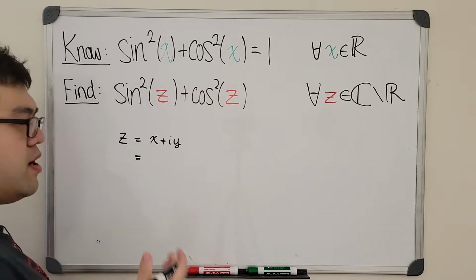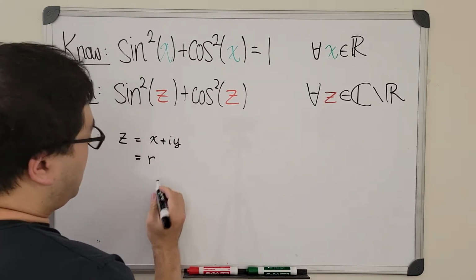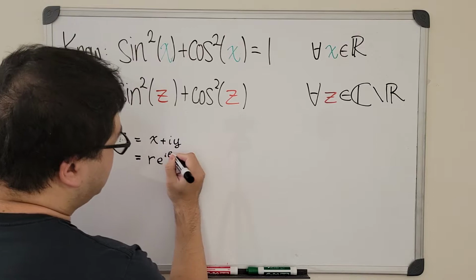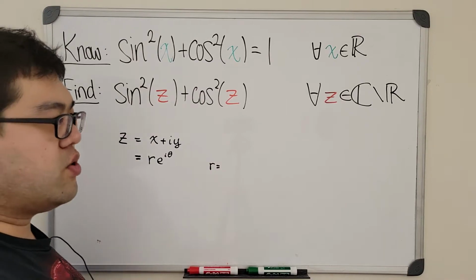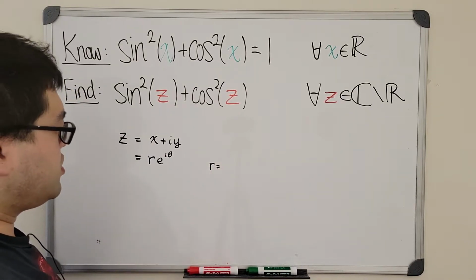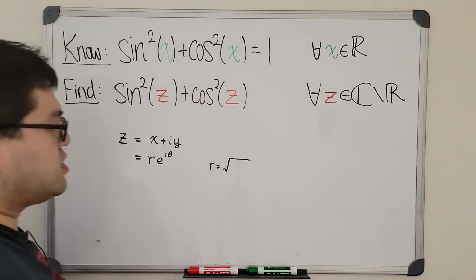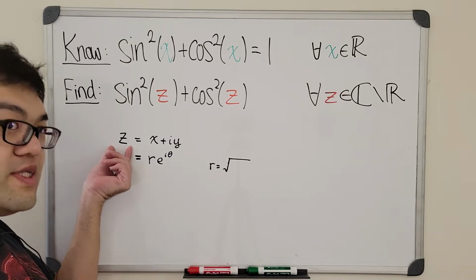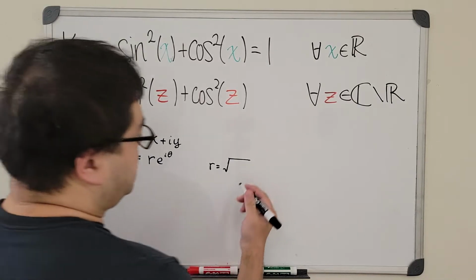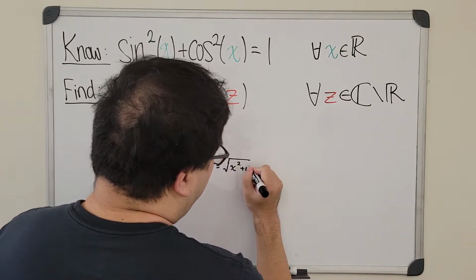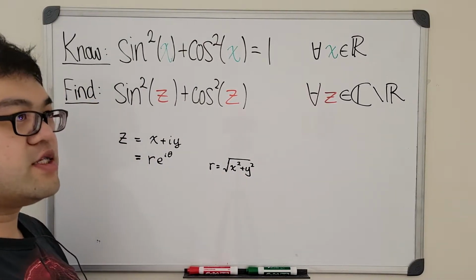For some people, you perhaps already know that we can write it in polar form as well, which is r times e to the i theta, where r is defined as the radius, also known as the modulus of z, which could be defined as the distance between the point z, or the complex number, and the origin on the 2D plane. So we can just rewrite r as the square root of x squared plus y squared.